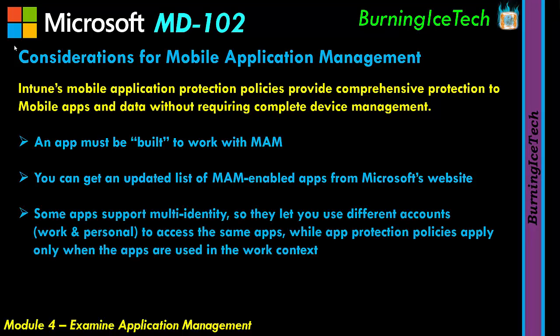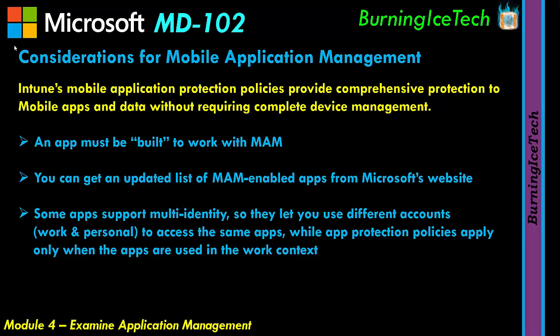You'll see some of these apps support multi-identity and they will let the user use different accounts to access the same apps, while app protection policies apply only when the apps are used in the work context. All in all, these app protection policies protect organization data and prevent loss of sensitive and valuable data. App protection policies allow you to control what capabilities an app has when working with corporate owned data. This includes, guys, preventing the user from copying data from a protected app or to an app that is not protected by an app protection policy.